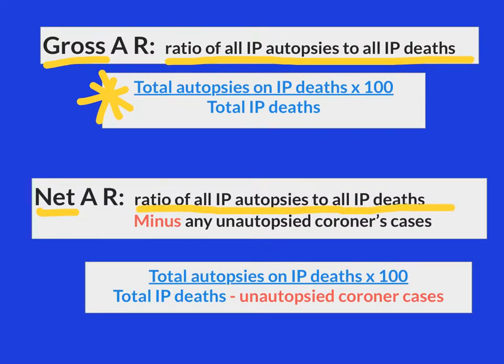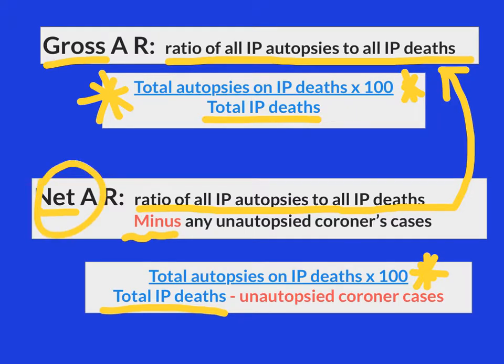Now, on the other hand, the net autopsy rate is calculated as the ratio of all inpatient autopsies to all inpatient deaths. Notice it's the same up here. However, the difference is minus any unautopsied coroner's cases. So the numerator is the same in both calculations. The denominator, we're using total inpatient deaths for both. But for this net calculation, we're subtracting out unautopsied coroner cases.